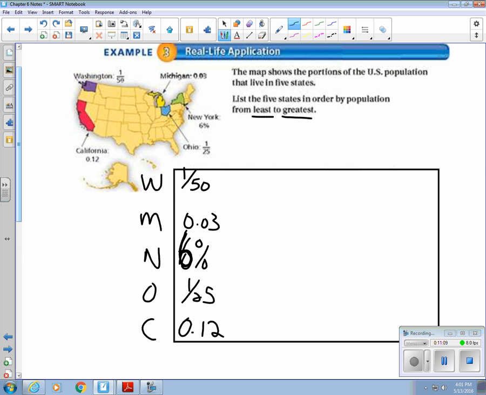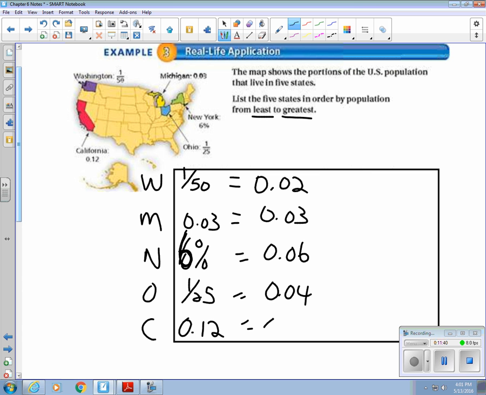All right. So in order to compare these, I have to change them all into decimals. If I convert 1/50th into a decimal, I get 0.02. Calculator or long division. Michigan's already a decimal, so I'll leave that the way it is. New York, changing a percent into a decimal gives me 0.06. Ohio, 1/25th. If I change that into a decimal, I get 0.04. And California is already a decimal, that's 0.12.